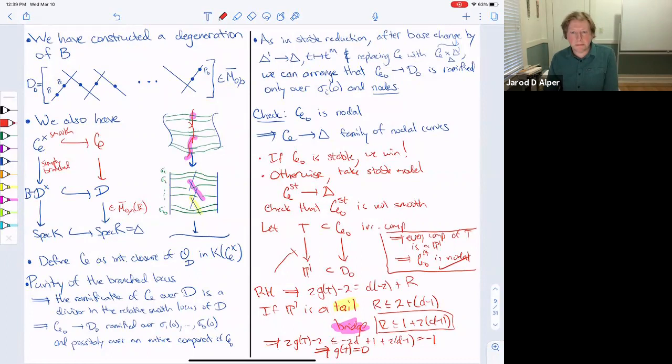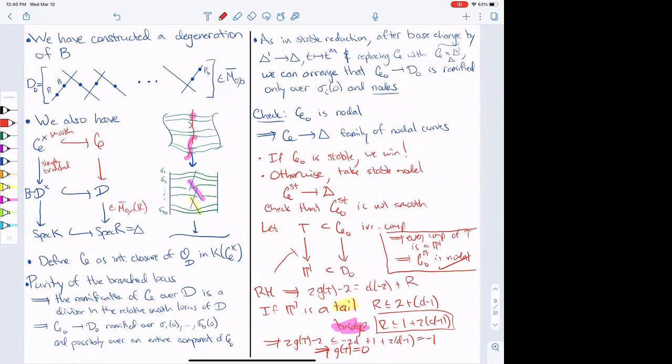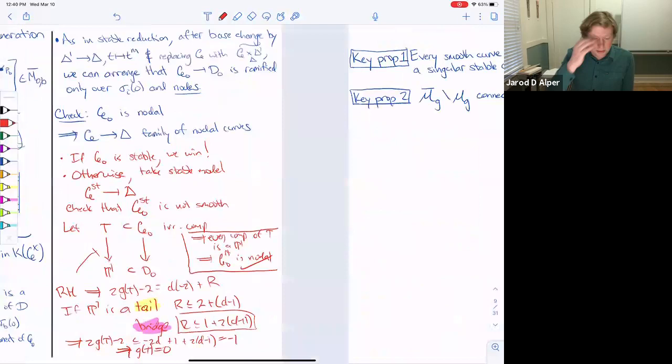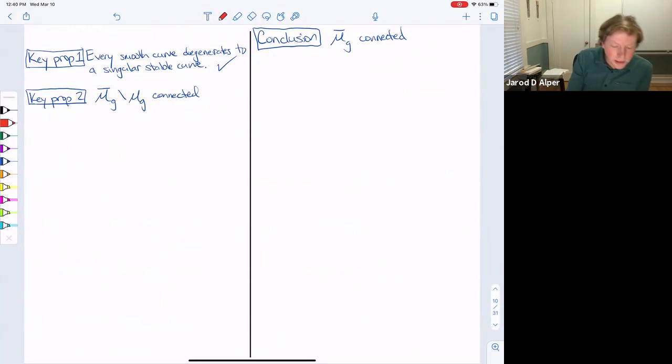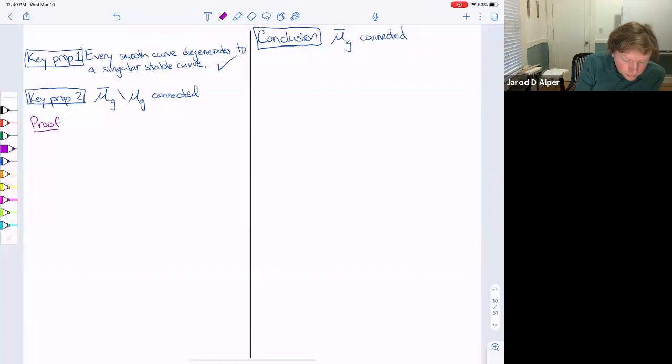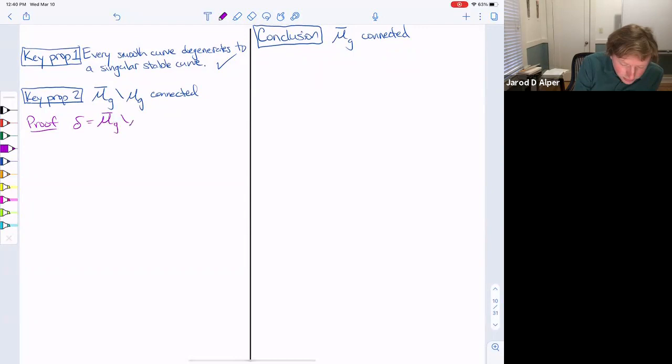Anyway, this only completes this degeneration argument. Let me complete the picture of showing how the compactification and this result imply what we want. We've already shown this first proposition: every smooth curve degenerates to a singular stable curve. Now the next part is showing that the boundary is connected, and this is a proof by induction. Recall that delta is what we were denoting this complement, and this consists of singular curves, which we defined last time.